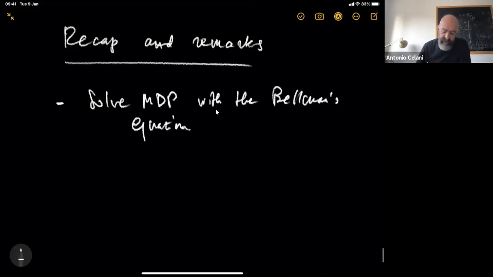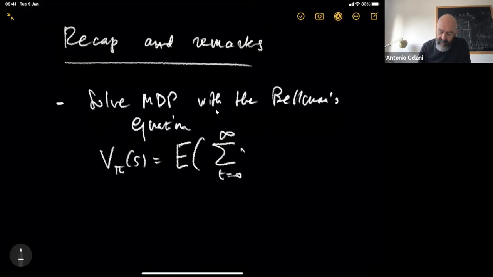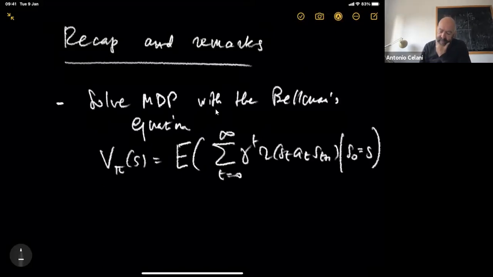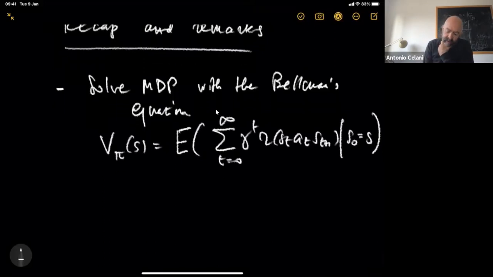We've been introducing this notion of a value function for a policy. So the value function of a policy in the discounted case is defined as the expected value of the sum of discounted rewards along the trajectory, conditioned on the fact that the starting state is S. And then defining the best policy as the one which maximizes the expectation value, the unconditioned one.